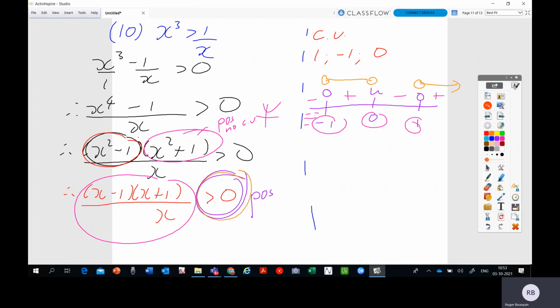How do I write that out? x is greater than -1, less than naught, or x is greater than 1. And then I'm going to say x goes from -1 to naught, round brackets, if you prefer this language, or from 1 to infinity. Right, that's question 10. Please pause and get that down, if that makes sense.